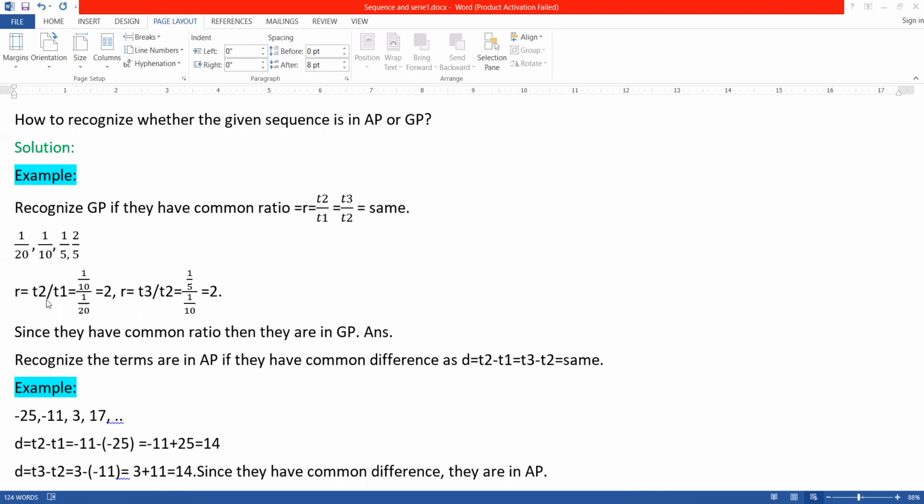So common ratio equals T2 by T1. T2 means the second term. This one is the second term T2, and this one is T1. T1 is 1 by 20, and T2 is 1 by 10. So 1 by 10 divided by 1 by 20 becomes 1 by 10 into 20 by 1, and then we can finally write it as 2.